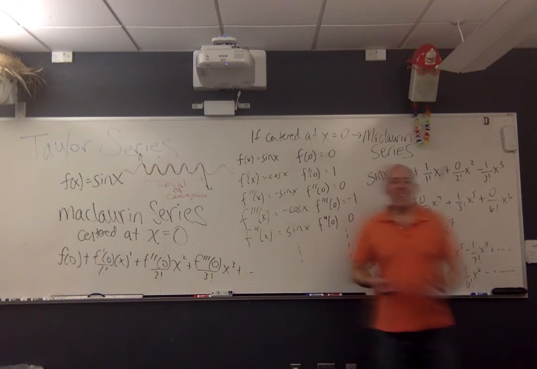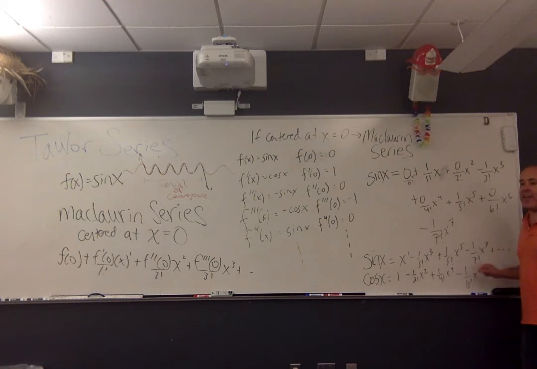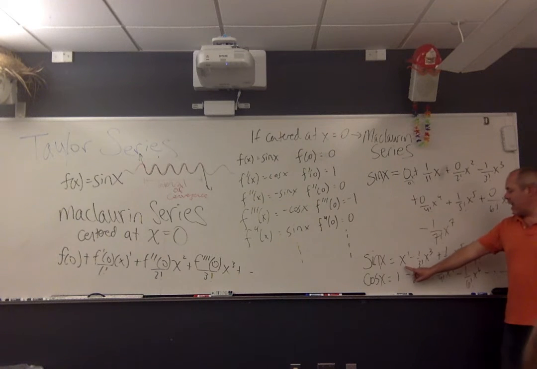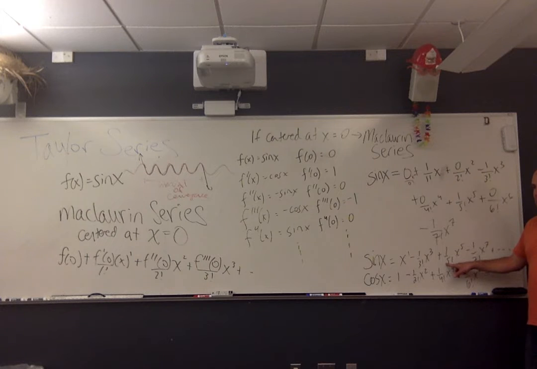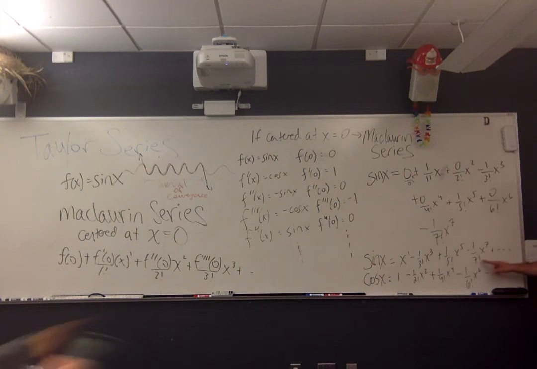But how about this? This is an alternating series. So if I wanted the sine of 1, wouldn't the sine of 1 be pretty close to 1 minus 1/6 plus 1/120, or whatever that is? If I stop there, let's say I use the first 3 terms, how far off am I? Less than the next term. 1 over 7 factorial is a ridiculously small number.